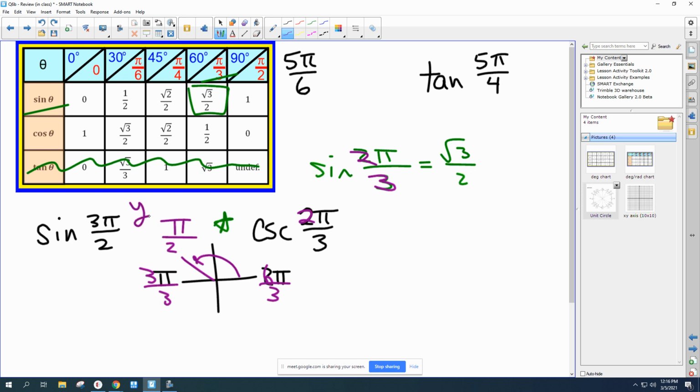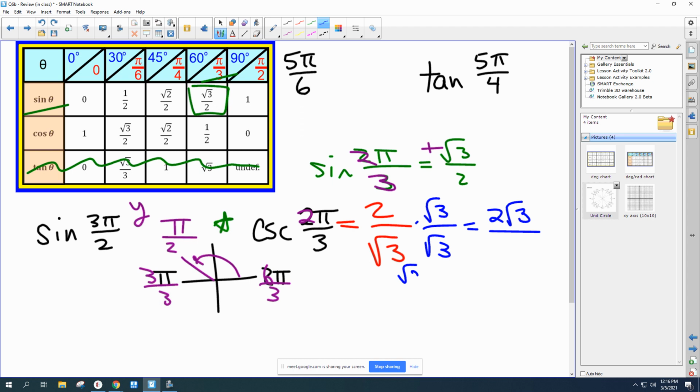It's positive. Now, that's not my answer because I haven't answered cosecant yet. Cosecant is the reciprocal of sine, so I'm going to do the reciprocal. I just flipped that result, and I got 2 over square root of 3. All that's left is you would need to rationalize the denominator. That's going to give you 2 square root of 3 over square root of 9, which is 3.